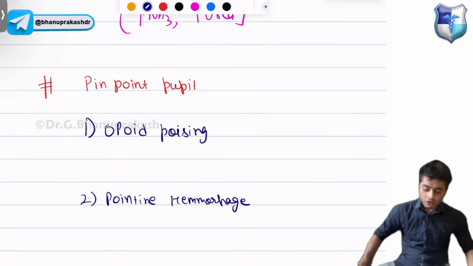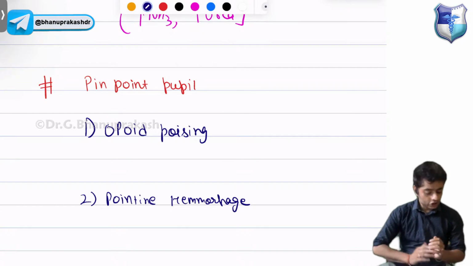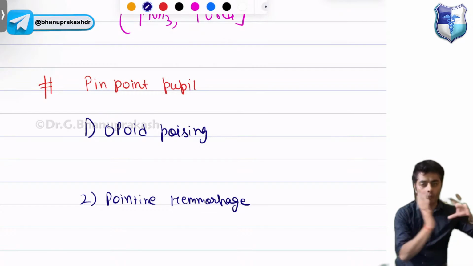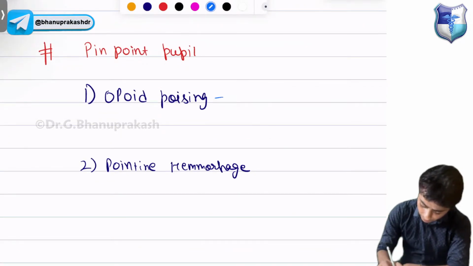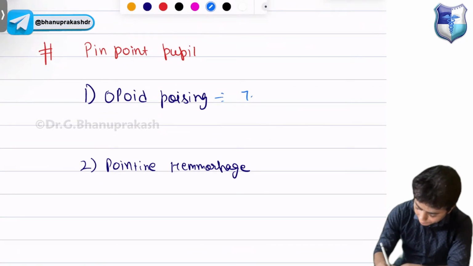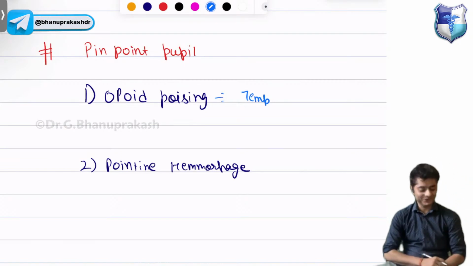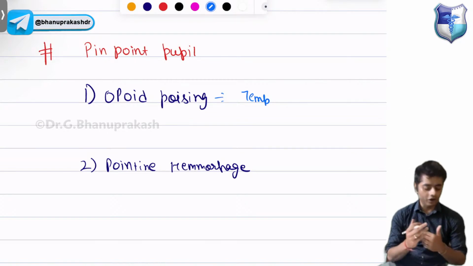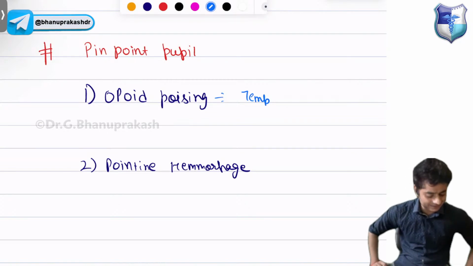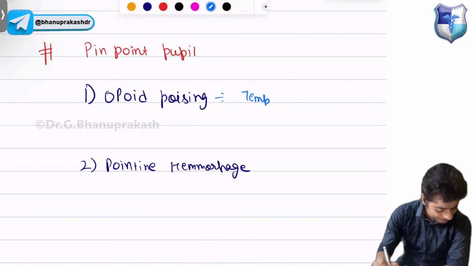So opioid poisoning and pontine hemorrhage both have a pinpoint pupil. So how can we differentiate whether it is opioid poisoning or pontine hemorrhage? So in opioid poisoning, temperature, thank you. So we are dealing with opioid poisoning.